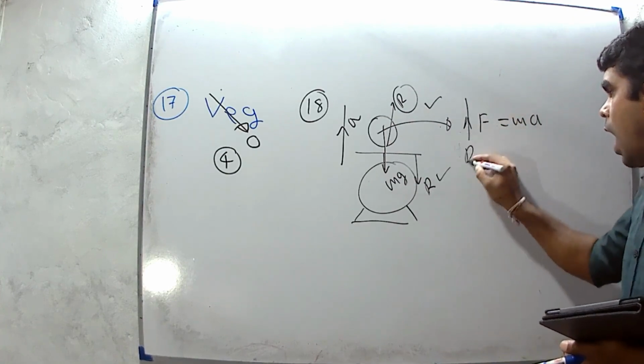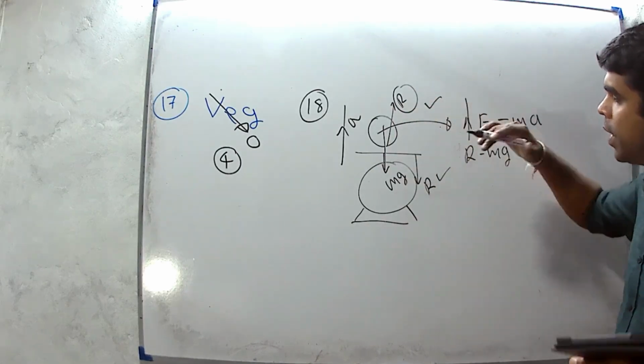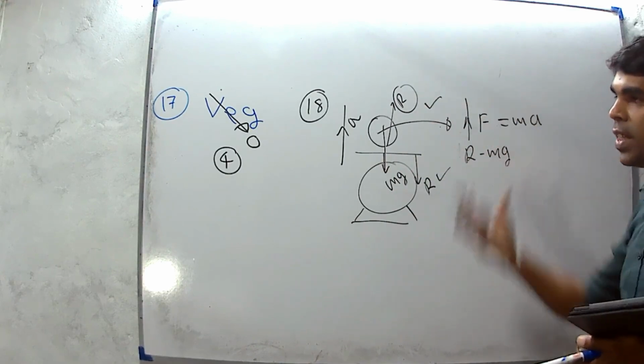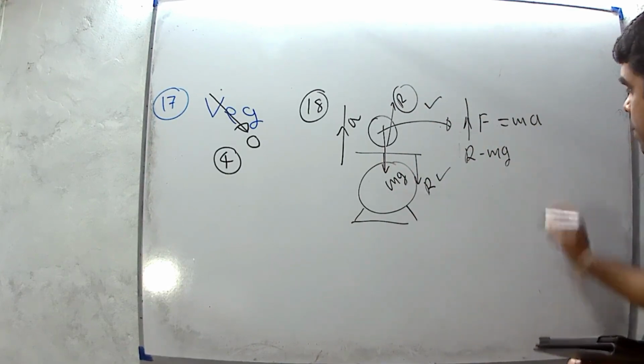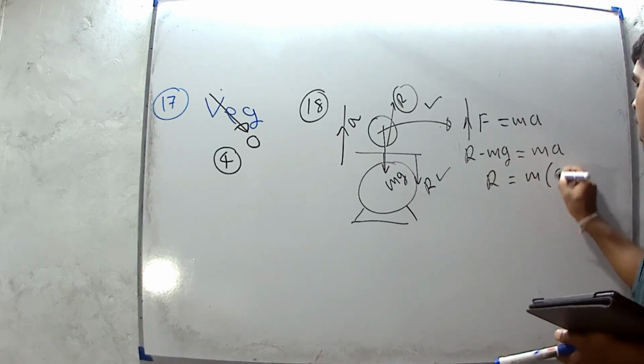F is R minus mg. Resultant force on the object should be R minus mg. R should be greater than mg because the object is accelerating in upward direction. R minus mg equals ma. R equals m times a plus g.